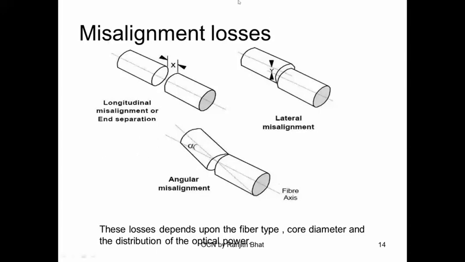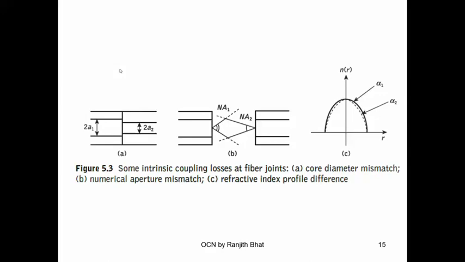Okay, so misalignment losses are of three types. One is longitudinal, where there might be a small space. There might be a lateral misalignment, where the axes don't coincide with each other. And here the axes also don't coincide, but there is a small gap and it is an angular gap. So these are the three types of misalignments. Usually they will be asking this, and the figure is appropriate.